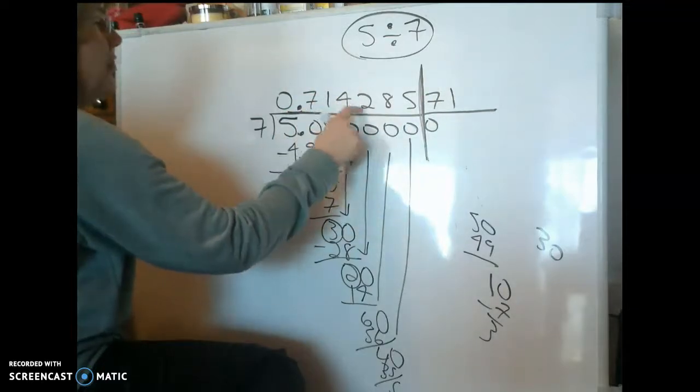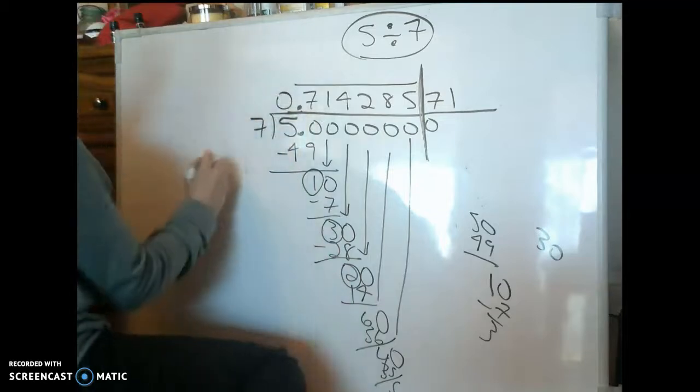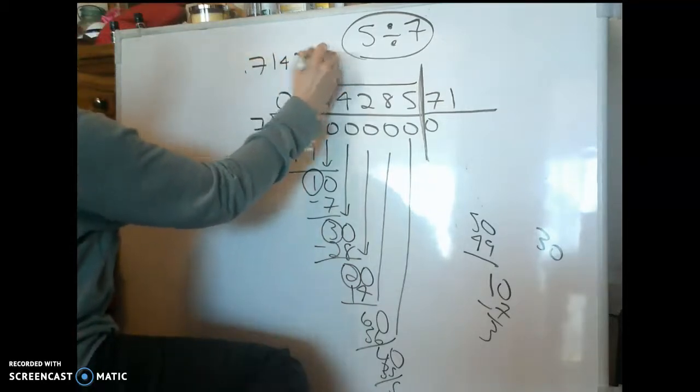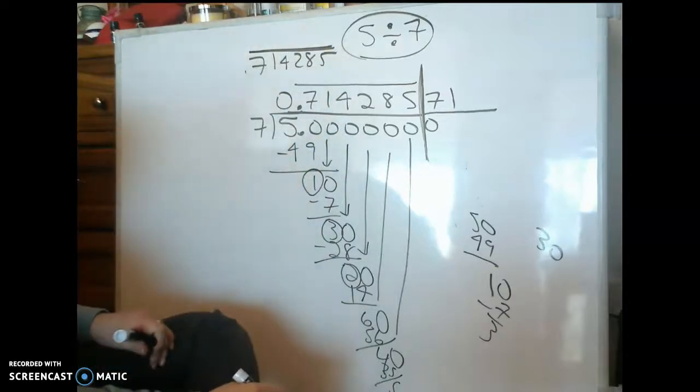So go 7, 1, 4, 2, 8, 5, then it's going to go 7, 1. So to write my answer, 7, 1, 4, 2, 8, 5. And again, it all gets a line over it because it's all repeating. If only part of it repeated, obviously we'd only put the line over that part.